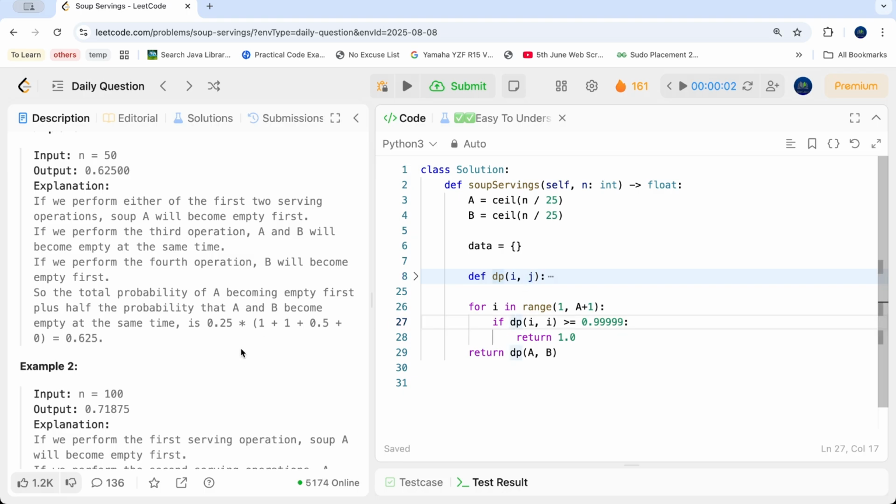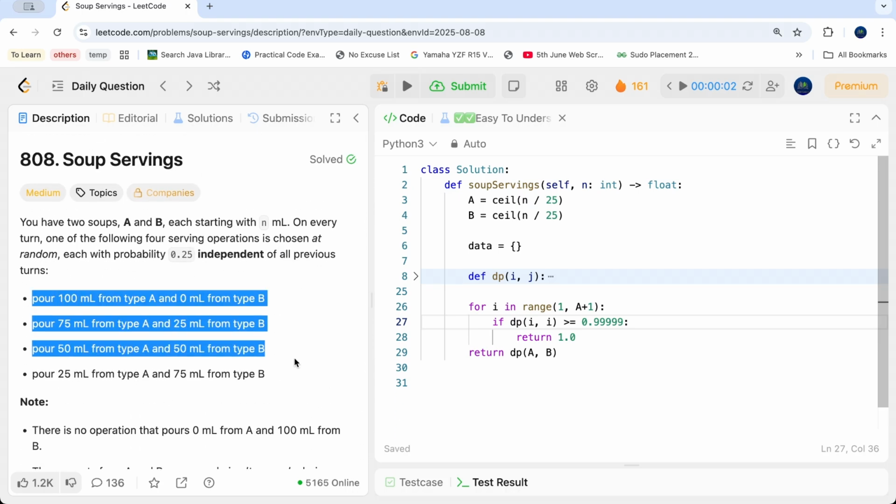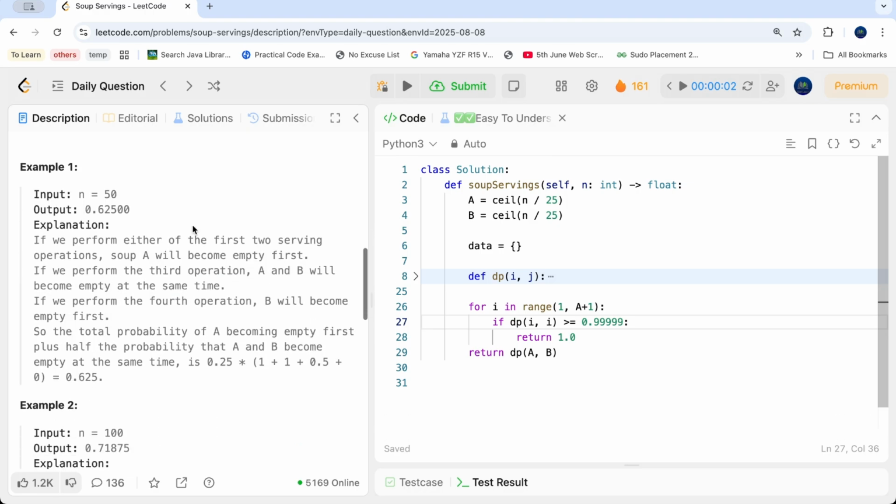See, for lower values, when the values are 100 or 50, the probabilities will not be very close to 0.99999. But what you can notice here is, as the input size increases, the probabilities are actually increasing, right? The probability that A will be used first is increasing. The reason is, according to the operations, A is used more as compared to B. So for bigger values, where n is around 5000, the probabilities will always be 0.99999 or more. So we don't need to calculate it further. We can directly return 1 in that case.